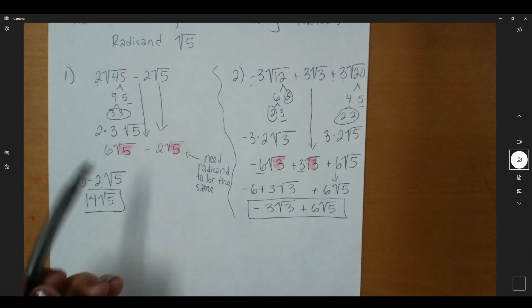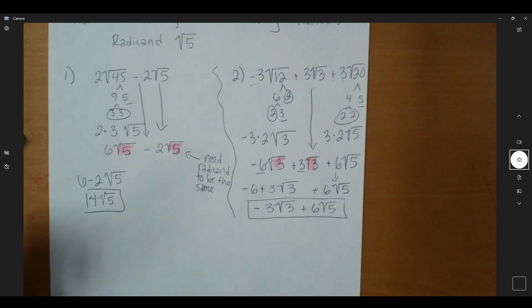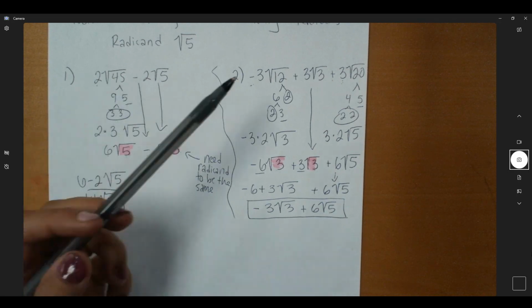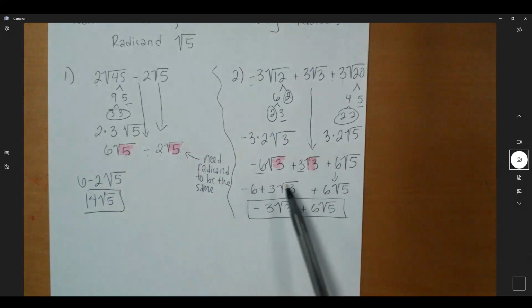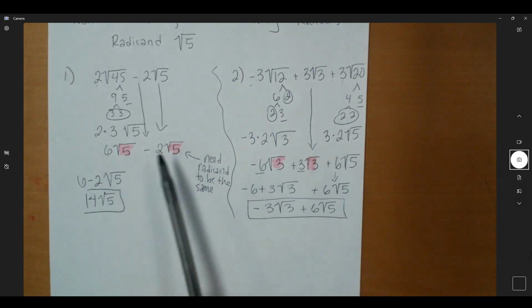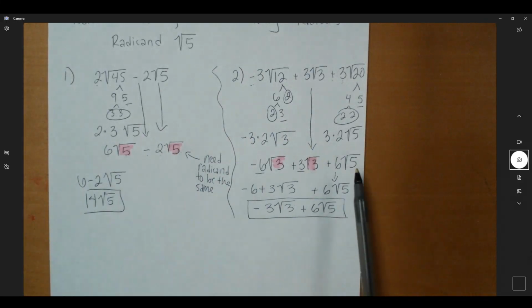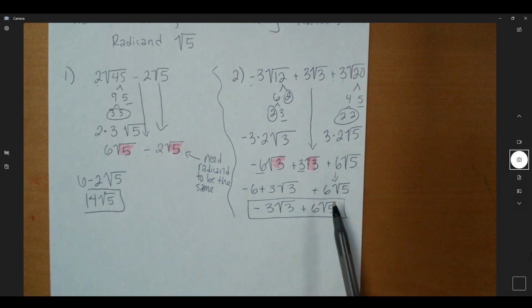Okay, so we're going to do a lot of practice with this because it's a lot of steps. It's tedious. You have to make sure everything is reduced first, and once it's in reduced form, whatever has the same radicands can be added or subtracted. And if they don't have the same radicand, then you're just bringing it down as part of the problem. Okay?